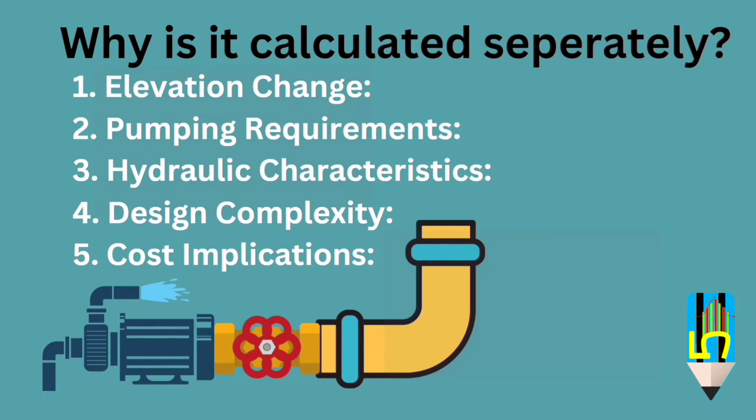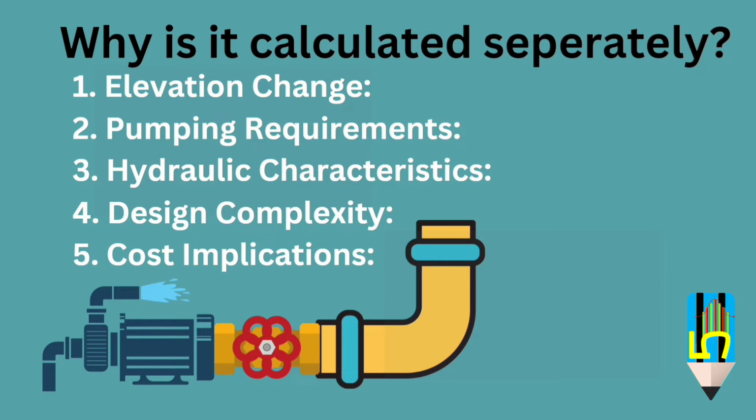The third factor is hydraulic characteristics. The rising mains need to maintain specific velocity and head loss criteria to ensure efficient operation. These parameters are closely tied to the pipe diameter and material, which needs precise calculation. And then when we talk about pressure management, the pressure at the pumping station and at the discharge points need careful management to avoid issues like cavitation and water hammer, which are less of a concern when we talk about the gravity fed sections of the network.